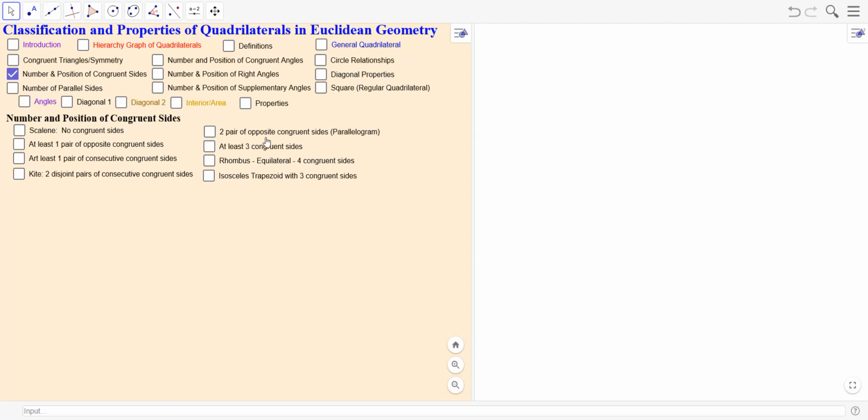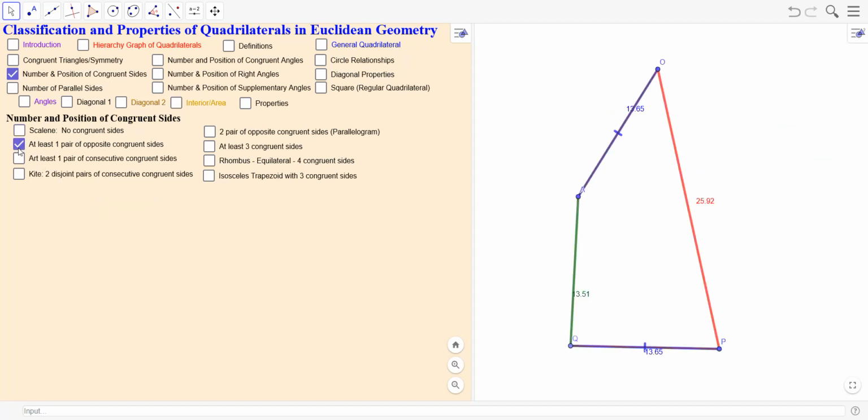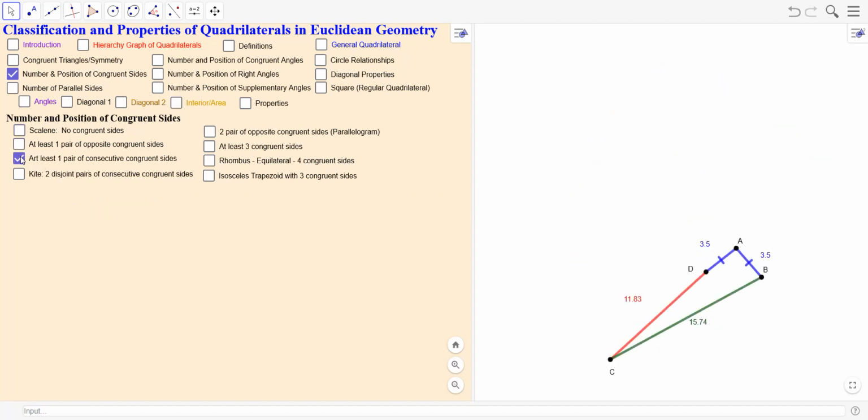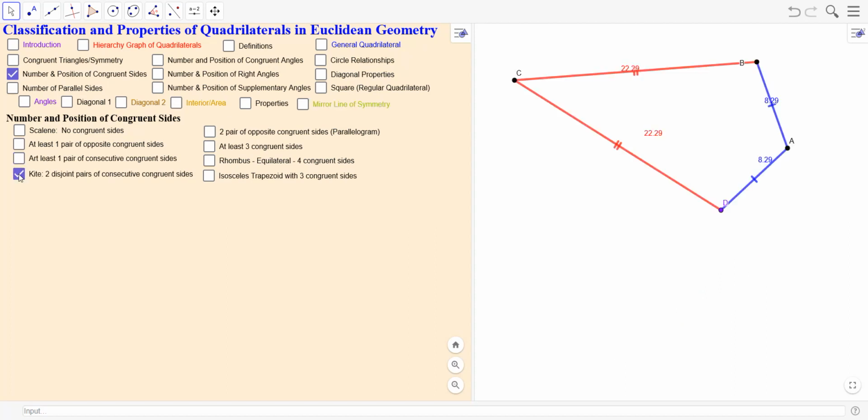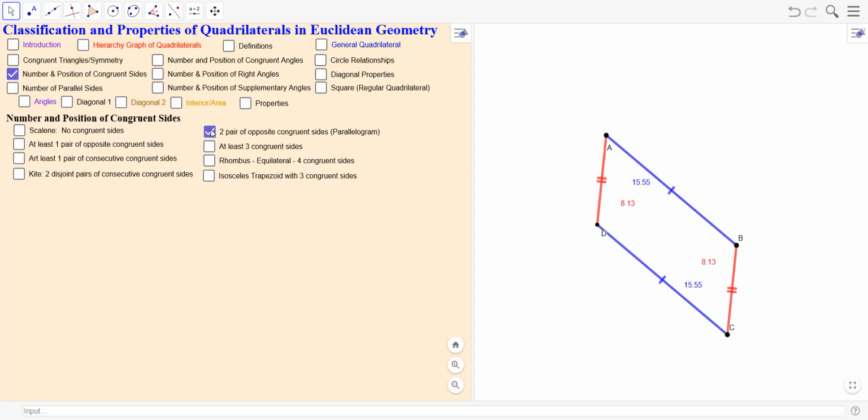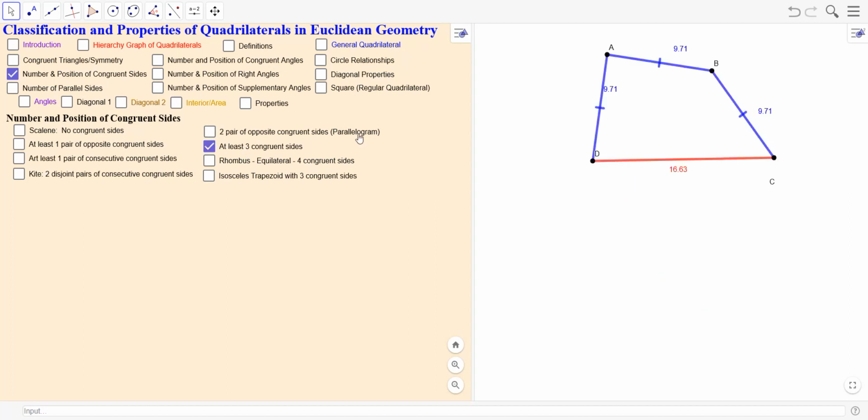Now, what about if we have more than two congruent sides? So what did we start with? No congruent sides, one pair that was opposite, one pair that was consecutive, two pairs that are consecutive that don't overlap, two pairs that are opposite, and then the other way is you could get three.